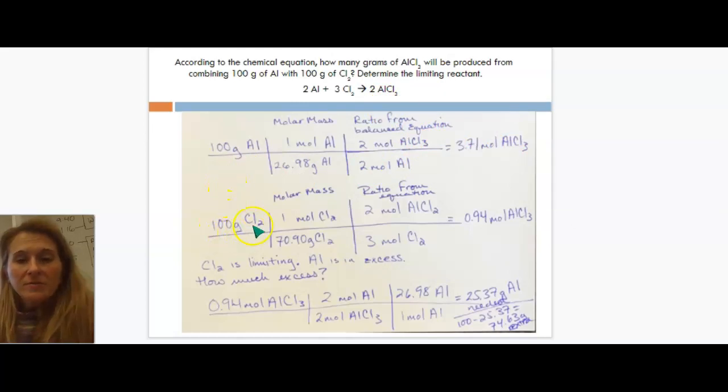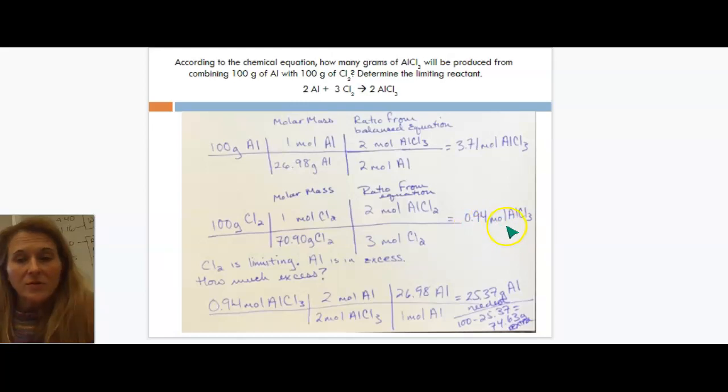But if we start with 100 grams of chlorine, we convert that to moles of chlorine. Then we use the mole ratio from the equation again, so 3 moles of chlorine results in 2 moles of aluminum chloride. So we use that mole ratio, and we see that the only product we can make from 100 grams of chlorine is a little under 1 mole, 0.94 moles of aluminum chloride. And so this means that chlorine is our limiting reactant, and aluminum will be in excess. And the most aluminum chloride we can make here is 0.94 moles.